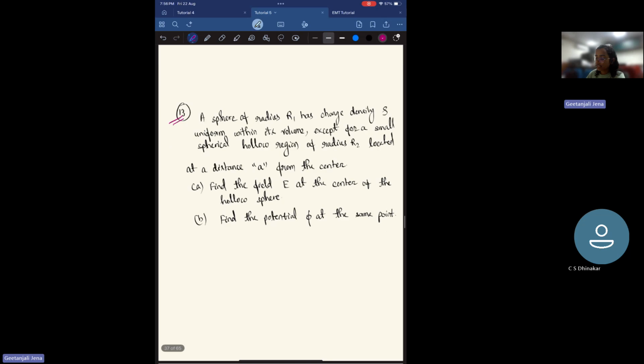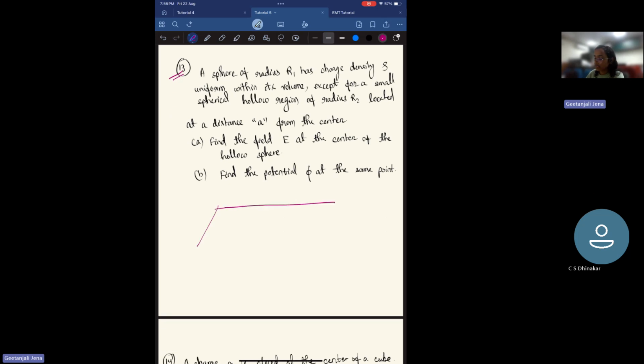So if you recall, we have seen one problem when there is a large conducting plate and there is a hole in it. For this one, there is a sphere and there is a cavity inside the sphere, and you need to calculate the electric field and the potential. We'll see it in our next live session. Okay, for now, let us stop here.